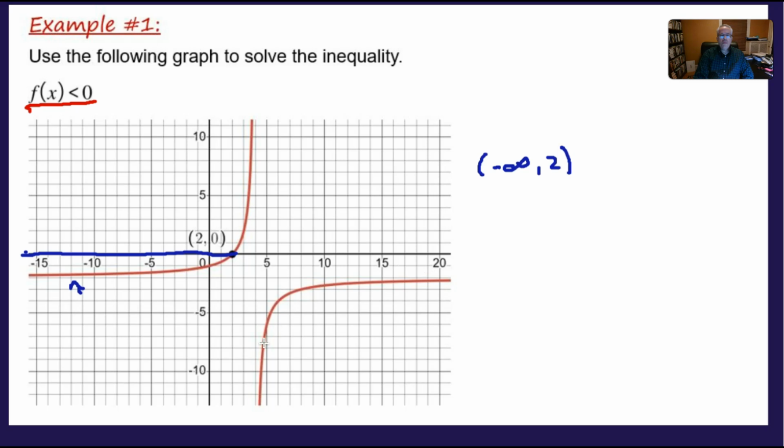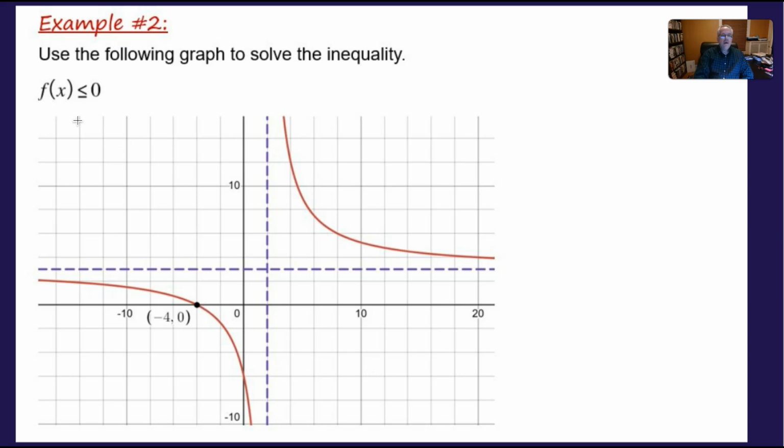And this whole piece right here is below the x-axis. And it starts at the vertical asymptote, which is at 4 here, and goes on to infinity. All right, so we're going to say union 4 and curved parentheses, because it's not including where the vertical asymptote is, to infinity. Okay. So using a graph, it's not that bad. It's very much like what we've done in the past. Right? Here's another example. This time it's less than or equal to 0.